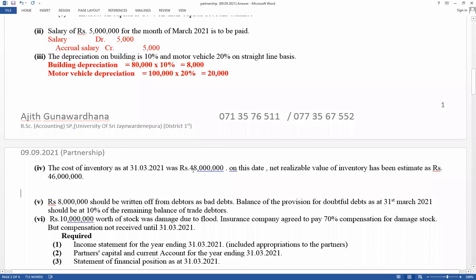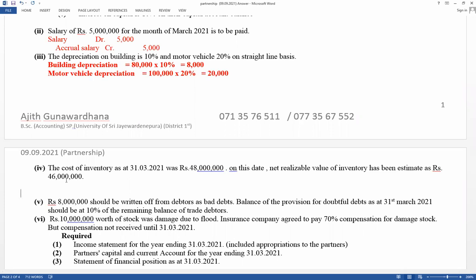Cost value is based on the matching concept under cost of sales calculation. And it is given that on this date, net realizable value of inventory has been estimated at 46 million. Therefore, NRV is lower than the cost value. Then think where we have to record, 3 marks available. And think the difference value of 2 million also. NRV is lower than the cost value. Therefore, the difference value should be included under other expense as stock written off.